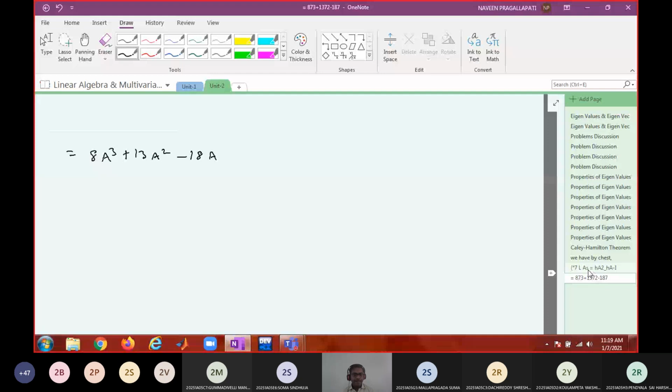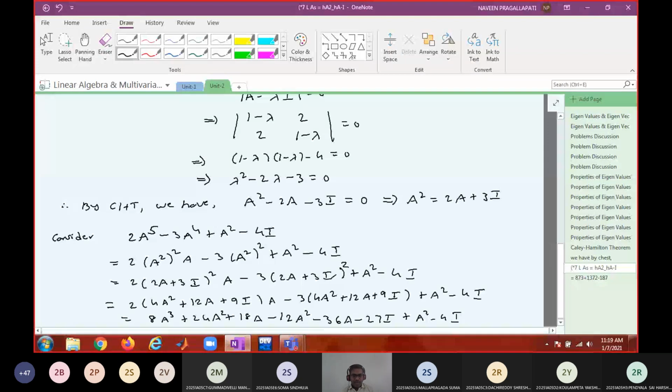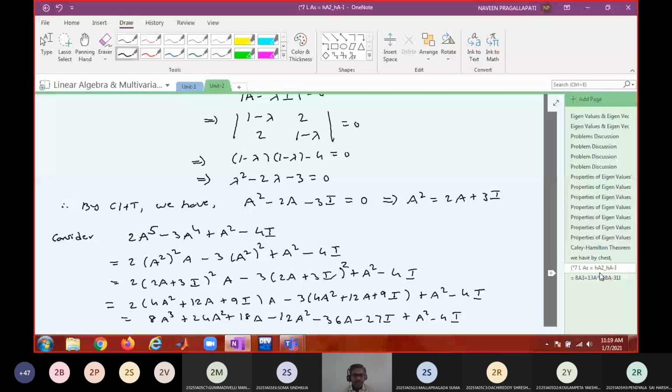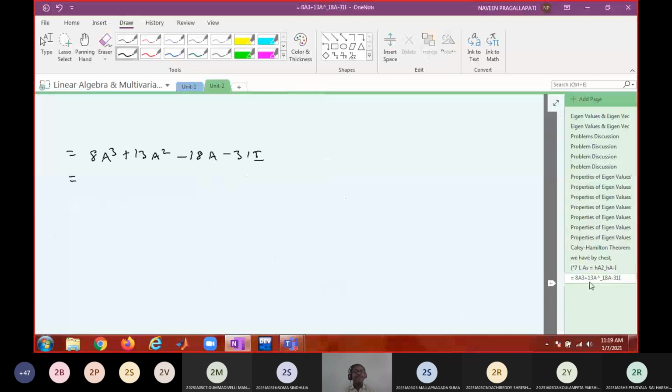Next, minus 27i minus 4i, minus 31i. Am I right? Please check once. If you do any mistake, again everything has to be erased. 8a cube plus 12a square minus 18a minus 31a. Is it fine?